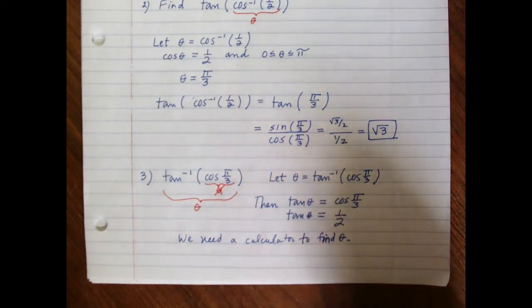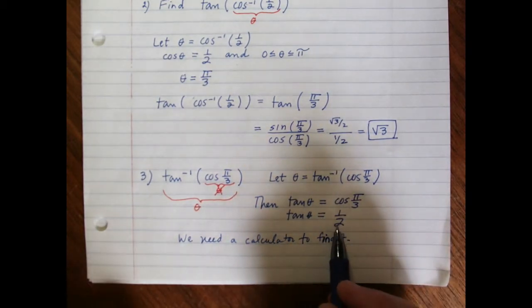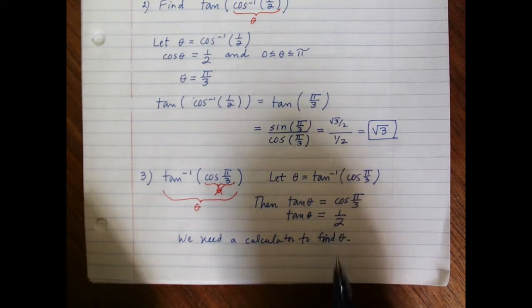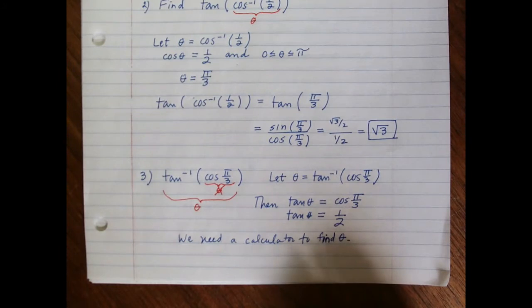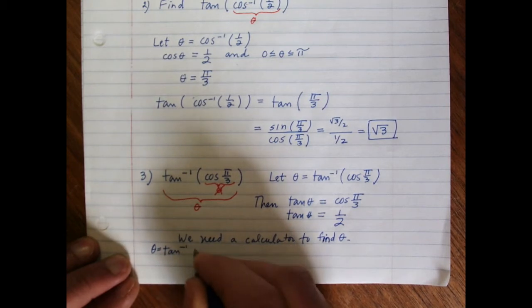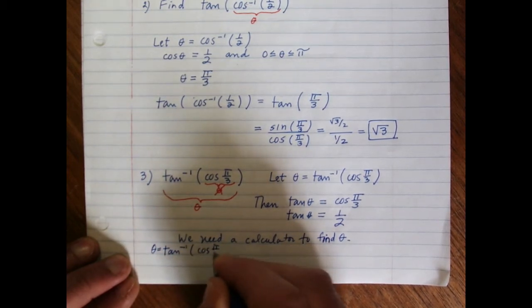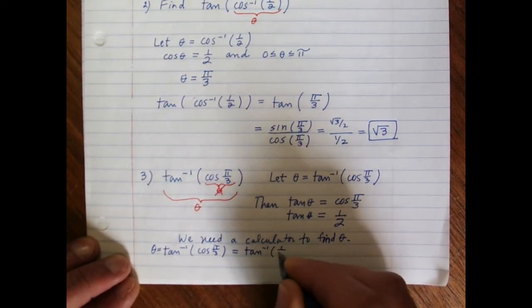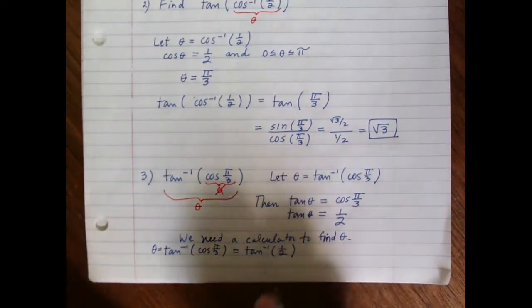So what we're trying to do is go back to an angle from a value of the tangent function, and we can also just say here that we're trying to find theta, which is equal to tan inverse of cosine of pi over 3, which is equal to tan inverse of a half. Really, finding a value for tan inverse a half is what we're all about here.